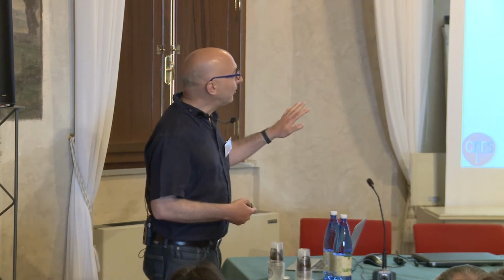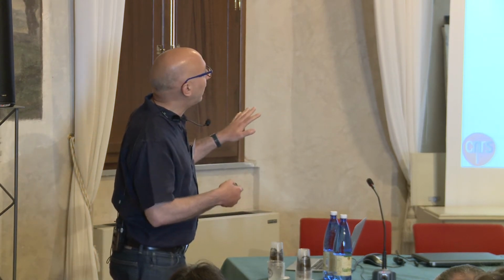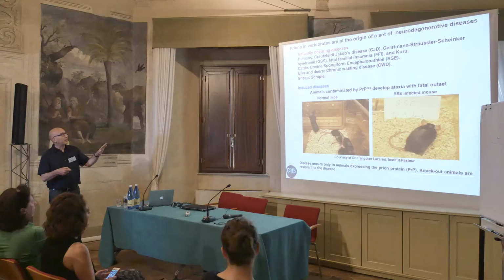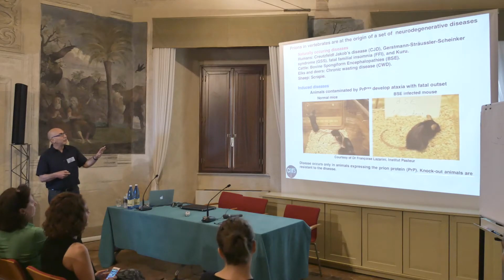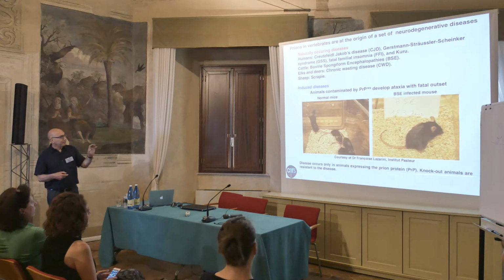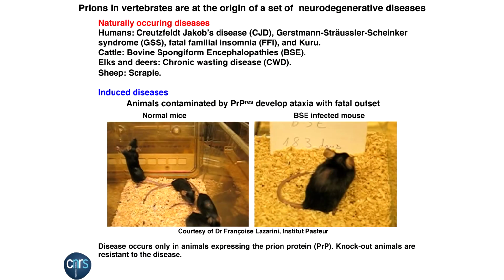So just an introduction to prion diseases. Prion diseases are naturally occurring diseases. There are a number of these diseases that affect humans, cattle, sheep, etc. They occur naturally, but you can also induce the disease by contaminating mice, for example, here with BSE, and you see that the mouse is developing ataxia. And you are more familiar than I with the mice. This is the normal behavior of a mouse.